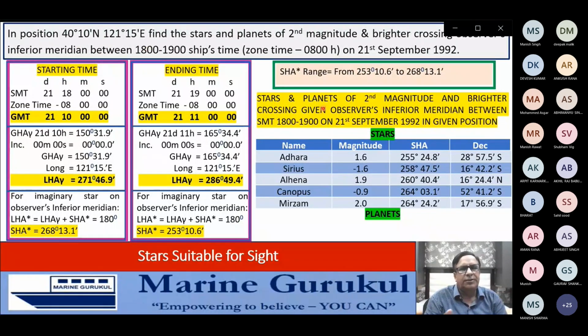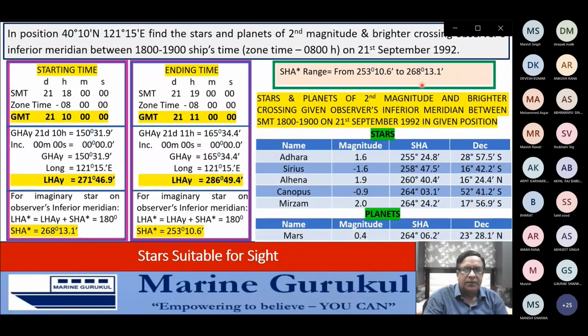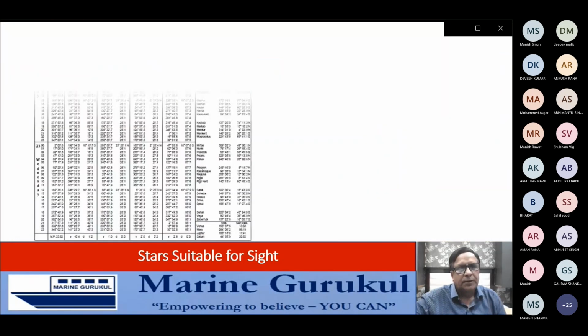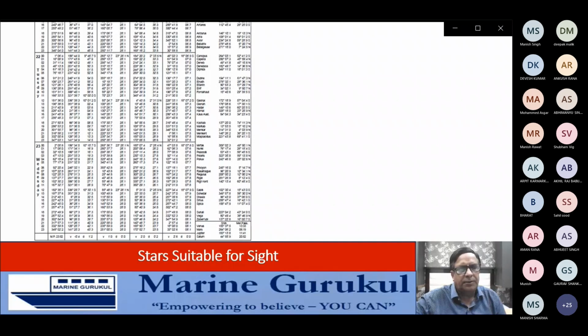Now we go to the daily pages of the Nautical Almanac for 21st September to see if any of the planets fall in this range of SHA. And we find that Mars has a SHA of 264 degrees 06.2 minutes, which is in this range. So Mars would also be crossing the observer's inferior meridian in the given window. Now, where do we get this SHA of Mars from? Where do we get the declination of Mars from? Where do we get the magnitude of this planet from? Let's look at these pages from the Nautical Almanac.